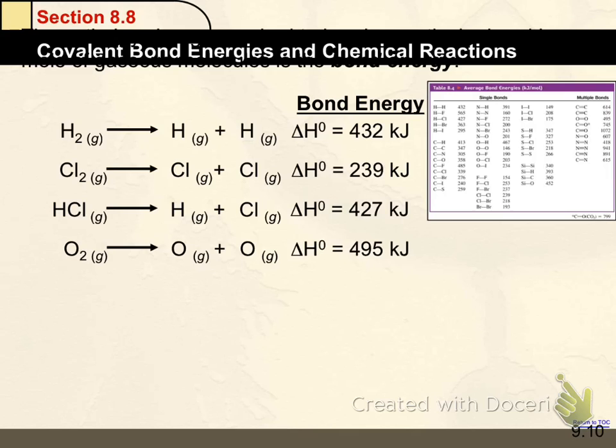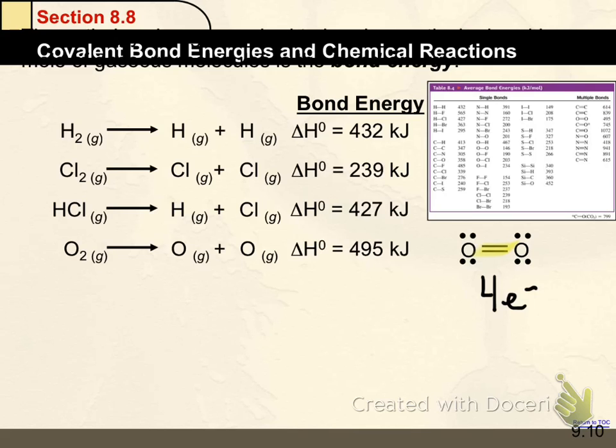And then look at oxygen. Oxygen's up there, 495 kilojoules. Let's take a look at the oxygen molecule. First of all, the oxygen molecule has this thing in between both atoms. This is called a double bond. It simply means that there are 4 electrons shared between the two oxygen atoms.